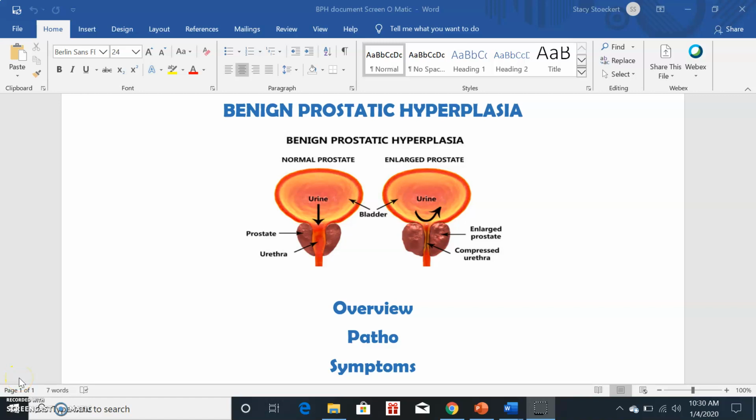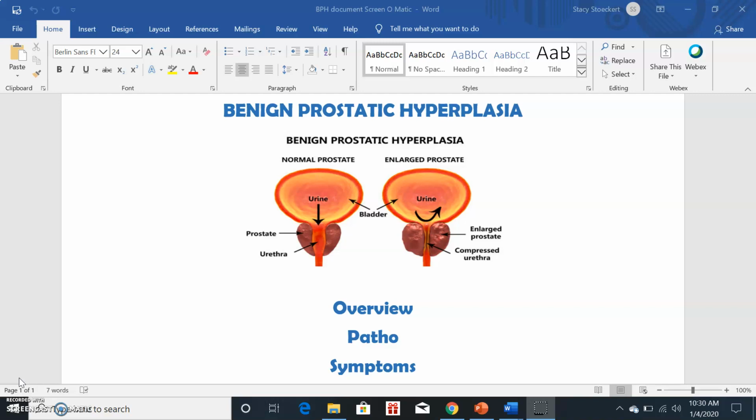For today's topic, we'll be discussing benign prostatic hyperplasia, aka BPH, which will be looking at the prostate gland. The term hyperplasia refers to an increased number of cells within the prostate gland, which causes the prostate gland to become enlarged. The term benign at the beginning means that these cells that are increasing are not malignant.